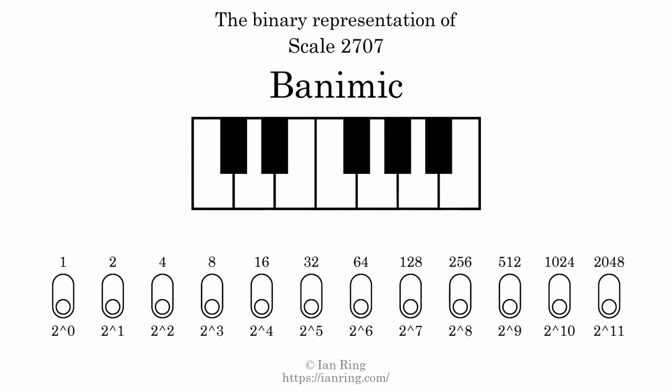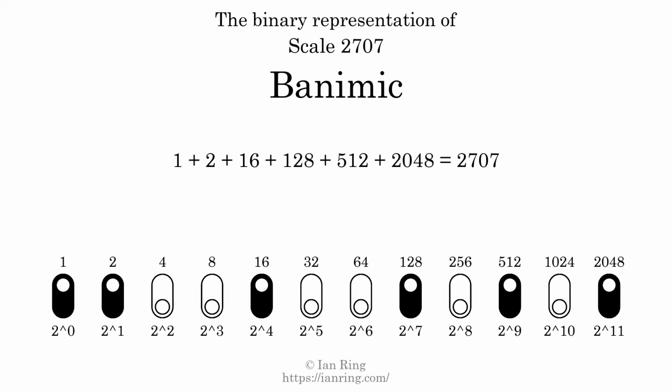The binary representation of this scale is determined by mapping tones of the scale to binary digits. Each binary digit represents a power of 2. To get the scale number, we add the powers of 2 together. The powers of 2 that are present in the scale, all added together, equals 2707. That is why the scale number, in decimal, is 2707.